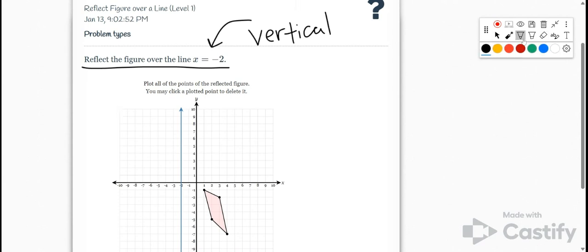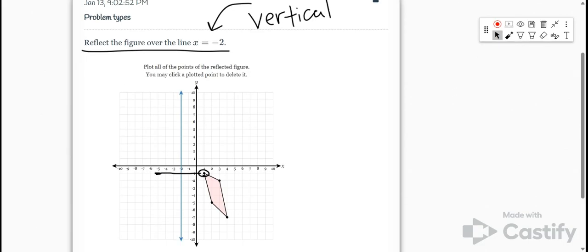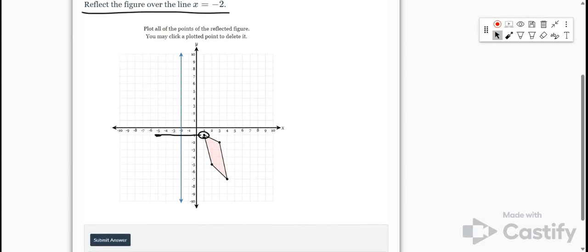And when we reflect, we're going to find out how far these are from the line of reflection and then reflect each point so it's equidistant to the line of reflection. So that point looks like it's 1, 2, 3 away, so I'm going to draw another point 3 away. Now I'm not going to complete this one because it's the same process as before, but I will show you the animation.